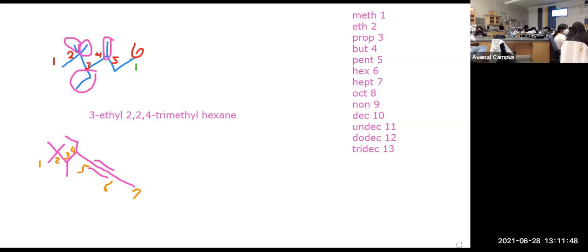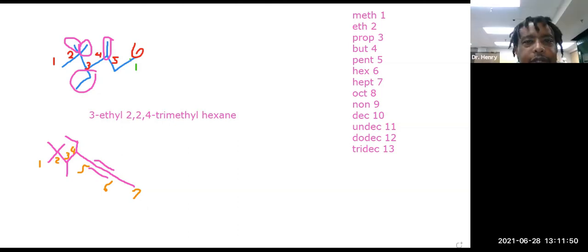So if I counted it the other way, wouldn't the double bond be at 2 as well? So if I counted it this way, let's see. Can you guys not hear me? I can hear you now. Okay. So if I counted it this way, that's 2, that's 3, that's 4, that's 5, that's 6, that's 7.